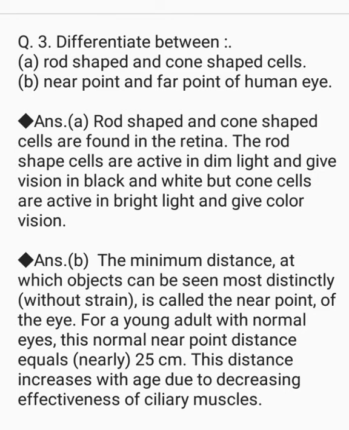Now the next question. Differentiate between rod-shaped and cone-shaped cells. Answer. Rod-shaped and cone-shaped cells are found in the retina. The rod-shaped cells are active in dim light and give vision in black and white, but cone cells are active in bright light and give color vision.